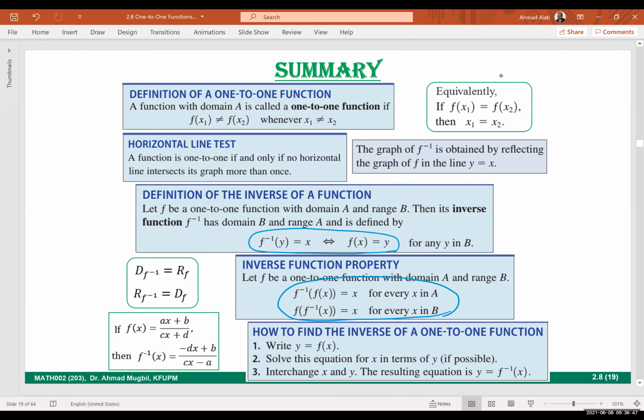The second most important part is the inverse function property, the cancellation property, that f inverse of f of x is x and f of f inverse of x is x. As I told you yesterday, this x is not the same. This x is in the range of the inverse. This x is in the domain of the function. Yes, Mahmoud, what do you want?